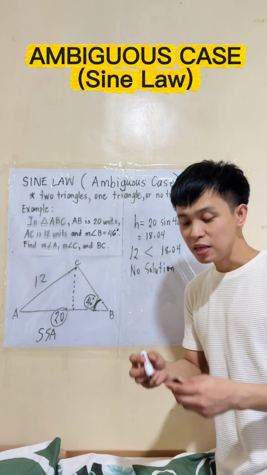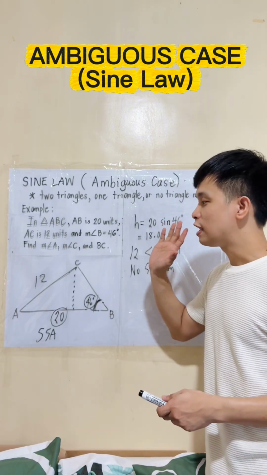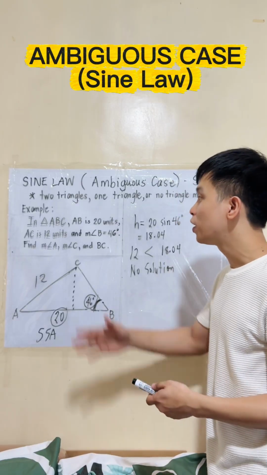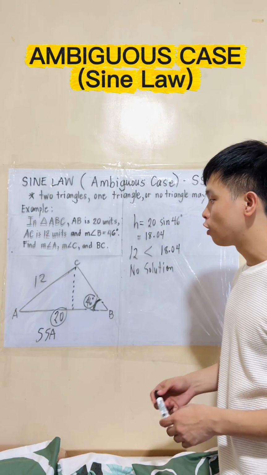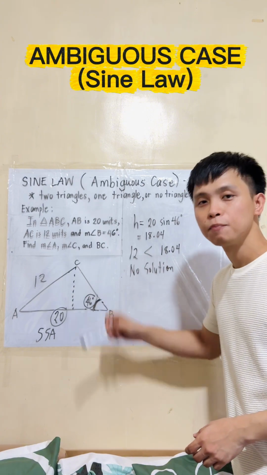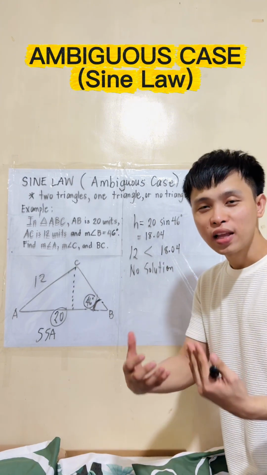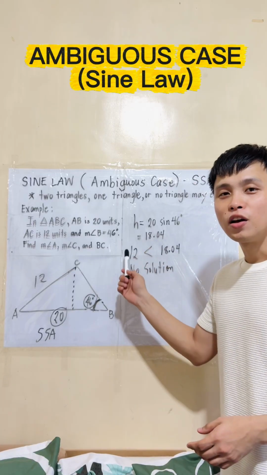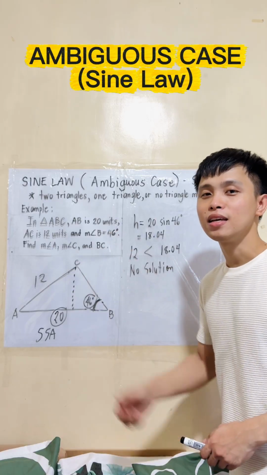So what does this mean? This only means that there's no possible triangle to be formed with these given measurements. So in this case, whenever you try to solve for the measure of a side or an angle, you will always get a math error or syntax error in your calculators because again, there is no triangle existing with these given measurements.